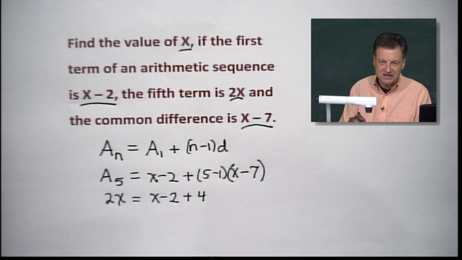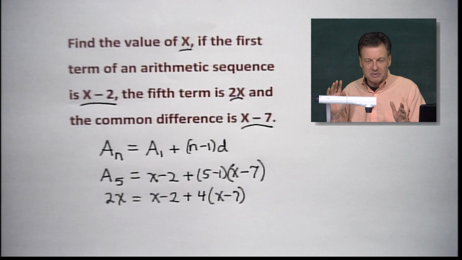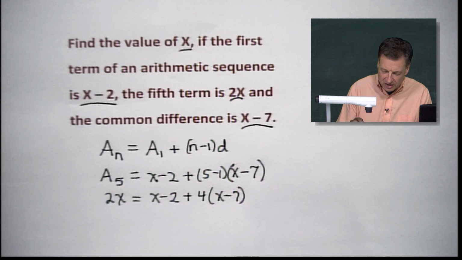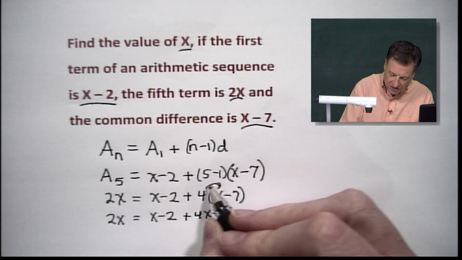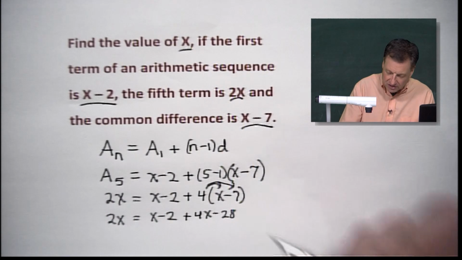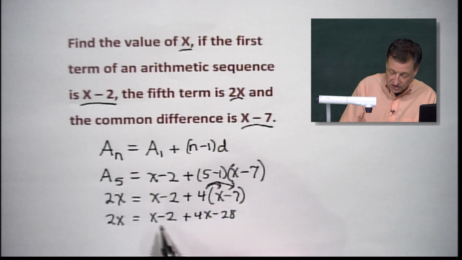So already things are looking a little bit better. Now we've got 2x over here. Let's keep the x minus 2 one more time, and then we're going to get 4x minus what? We're distributing. That's why we want to make sure that parenthesis gets in there. We're going to distribute it out. It's going to be minus 28. Still a lot of x's, aren't there? But the good news is we can get them all together. So we've got 5x's together here, and we've got a minus 30 on this side.